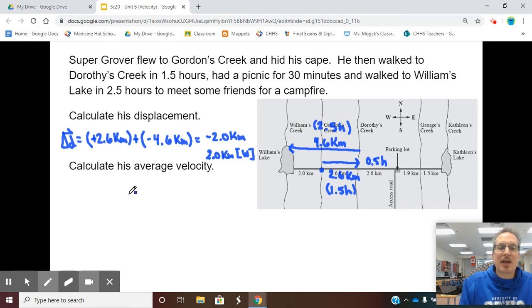I'm going to calculate my average velocity. Again, to find average velocity, I could make a list of variables. So we already know displacement was negative 2 kilometers. My time, and we just have to add it up on my picture: 1.5 hours. We then did a half hour for a picnic, so now we're at 2 hours. And to walk all the way back here is another 2.5, so that is 4.5 hours.